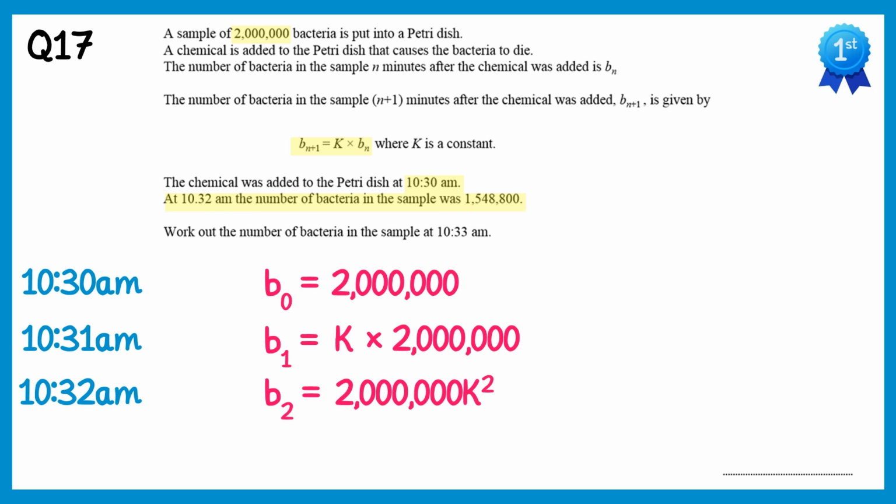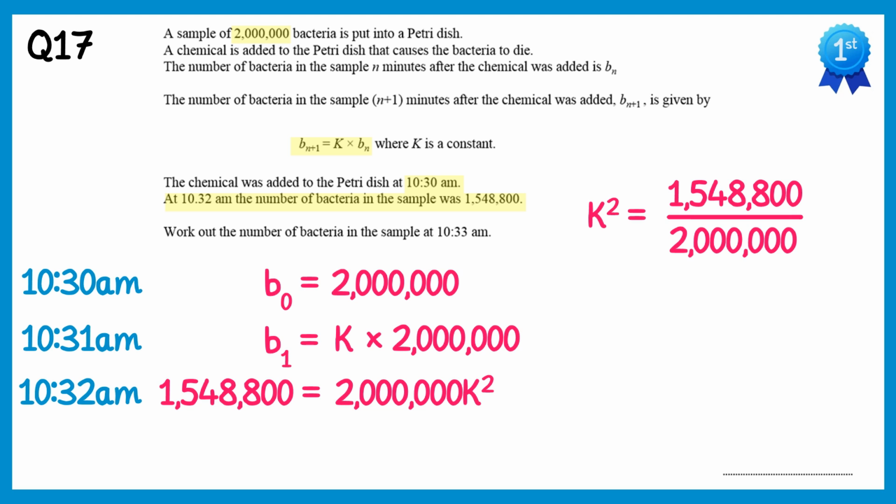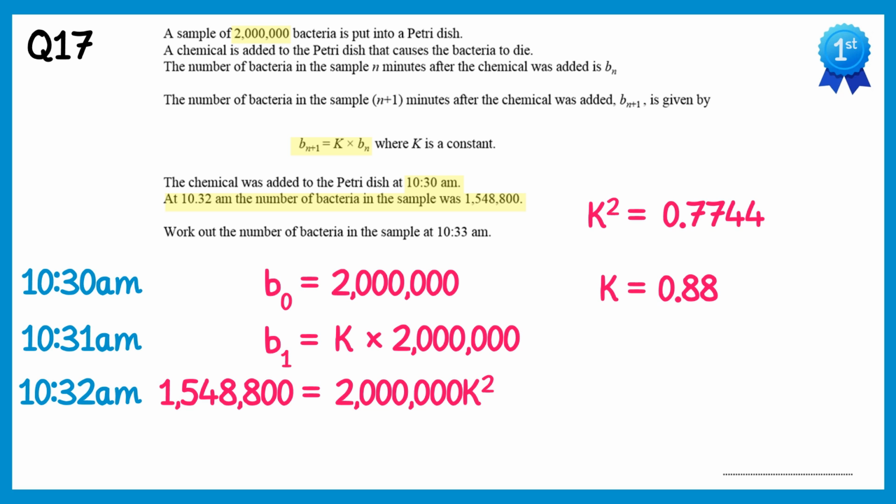When it says at 10:32 am the number of bacteria in the sample was 1,548,800, we can substitute that number for B2. We now have an equation to solve. If you divide both sides by 2 million, you'll get k squared equals this number over 2 million. If you use your calculator, this comes out as 0.7744, and then if you square root both sides, you'll get k equals 0.88.